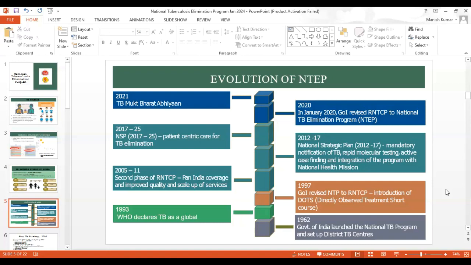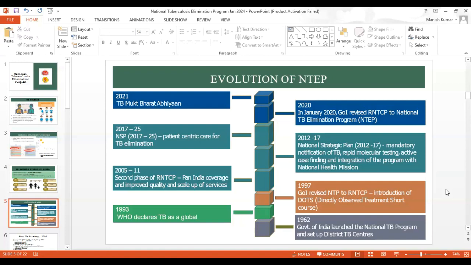So they felt the need to revise this program, and hence they came up with RNTCP, the Revised National Tuberculosis Control Program. Previously it was NTP, the National TB Program. Now R and C were added. R because, based on the learnings of the previous program, this program has been revised, and they were trying to control TB. Till 1997, the government was planning to control this.